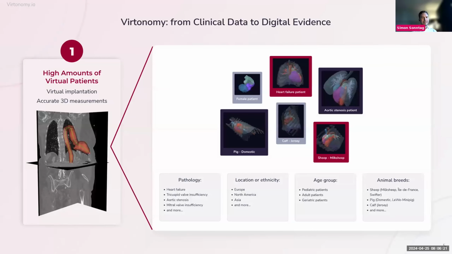We're doing this by starting with data, so real patient data. Here we've collected a diverse database with our clinical partners regarding pathology, ethnicity, age groups, and also we're including animals in this. With that, we can then create three-dimensional representatives of the population, so this so-called virtual population.